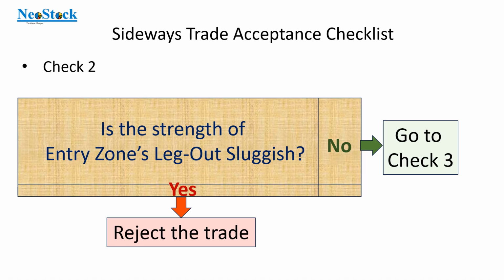So that's why for the income trades, this is very, very important. For the high liquidity zone strategy, for daily or 75 minutes time frame, or forex, or crypto, or even commodity trades, you will be using 1 hour or 2 hours. Okay, anyway, now we are focusing on the sideways trade acceptance checklist. If it is sluggish, reject the trade, otherwise go to checklist item 3.